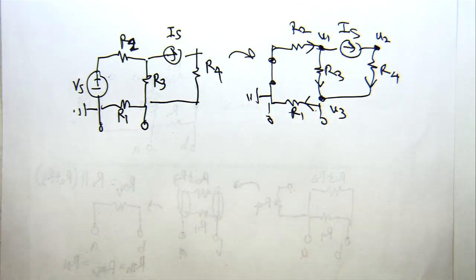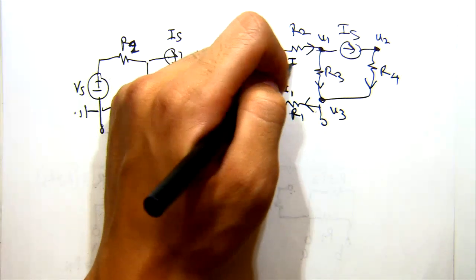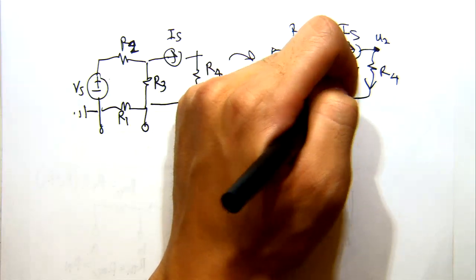So now that I have all my current labelings, one thing I can do is label the currents as well. In particular, I'll label them to correspond with the resistor numberings. So I2, I3, and then I4.